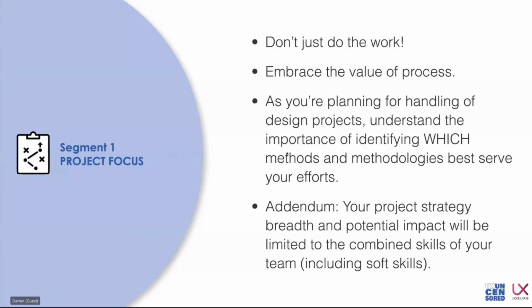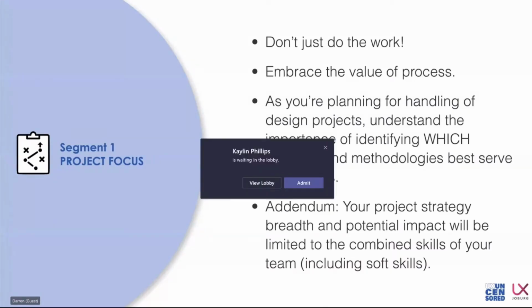And as an addendum, your project strategy breadth, how broad your strategy is, and the potential impact that you can make, it's going to be limited, again, to the combined skills of your team. This includes soft skills. Don't leave that out. So make sure that you're evaluating everything, including the soft skills of your team, before you go assigning someone who may not have a good bedside manner or lacks a little diplomacy. And if you lack diplomacy, you can improve on it. We can all get better at whatever it is we're doing.